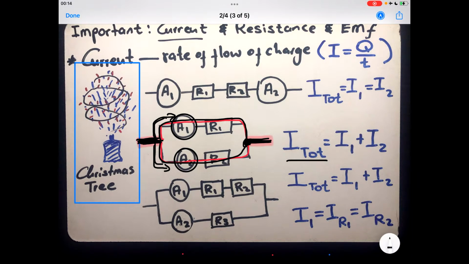So if the current coming from this direction is, let's say, 4 amperes, it can split accordingly. If this side is 2 amperes, here it's going to be 2 amperes, and then here it's going to be back to 4 amperes. If it's 1 ampere this side, then it's going to be 3 amperes this side, as long as when you add them together, it takes you back to the total. So in this case, the total current is equal to the current flowing through ammeter 1 plus the current flowing through ammeter 2.